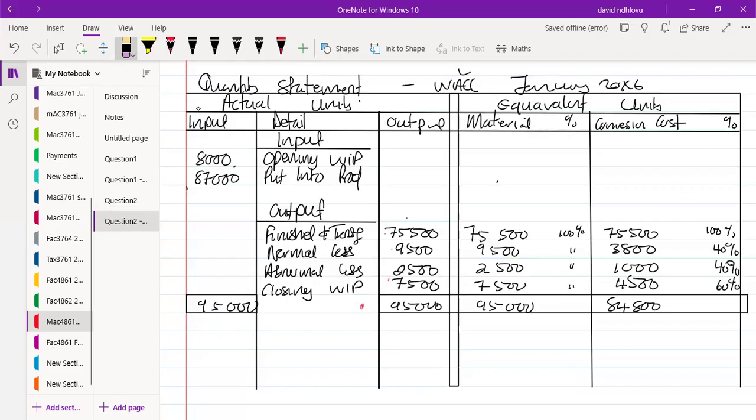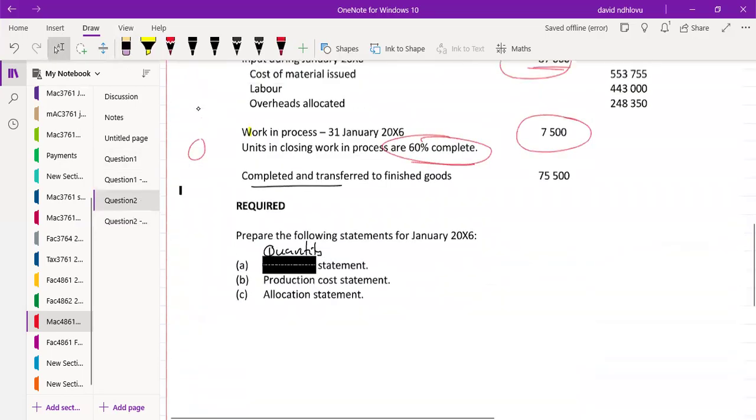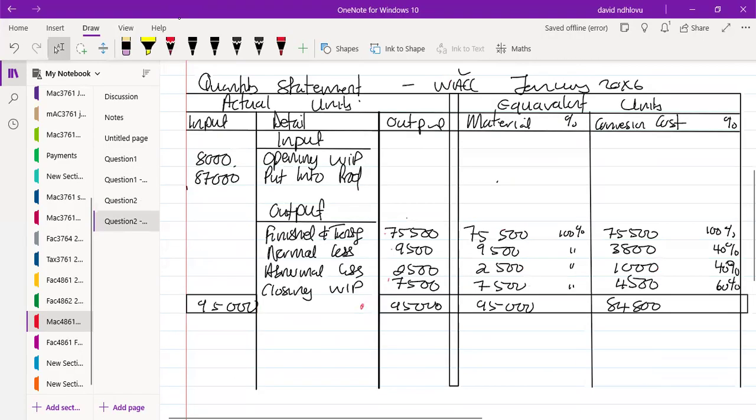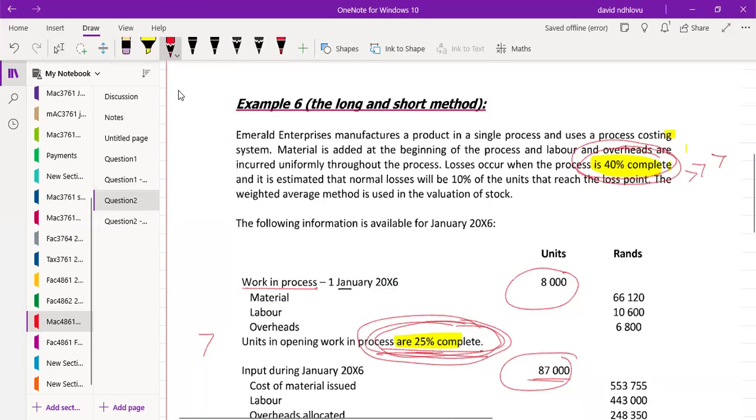But the 8,000 units were at what stage? Opening WIP is at 25%. In the previous year, they had not yet reached the wastage point. That is why we are including them in the calculation of normal loss, because it was reached in the current year. Can we go back again on the 25? Please explain it. On the 25, remember the 25% had not reached the wastage point of last year. So they did not have normal loss in the prior year. They actually reached the normal loss stage in the current year. That's why we include them in the calculation.